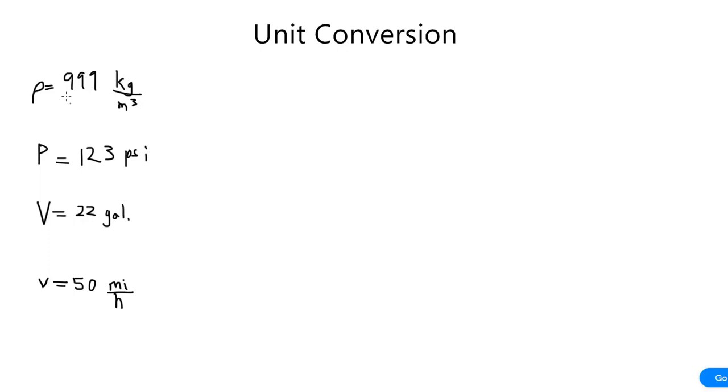So as you can see, I have a density, a pressure, a volume, and a velocity over here. We're going to start off with the density, but before we begin, I just want to rewrite this one. It should be per hour, by the way. Anyway, so this is going to be 123 psi. Psi is just pound per square inch.